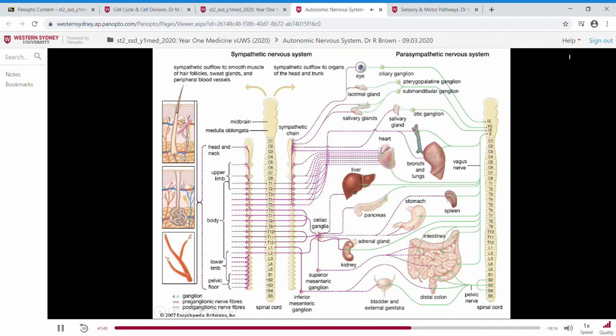And just a similar thing. Again, it depends on visually what you guys prefer. A few different images from a few different textbooks. I prefer this one, but it's up to you guys. Okay, so again, there's your sympathetic nervous system and your parasympathetic nervous system, where they all come out and what they supply.